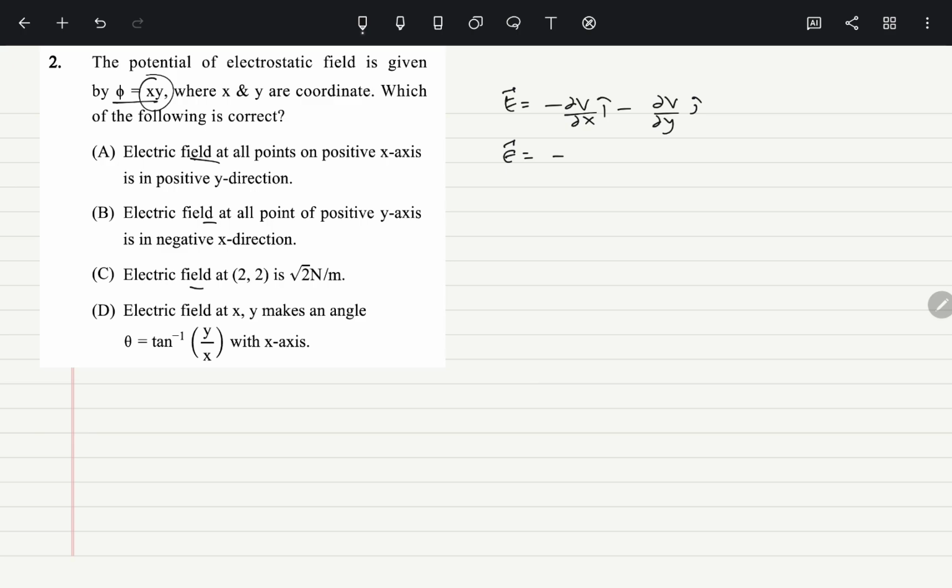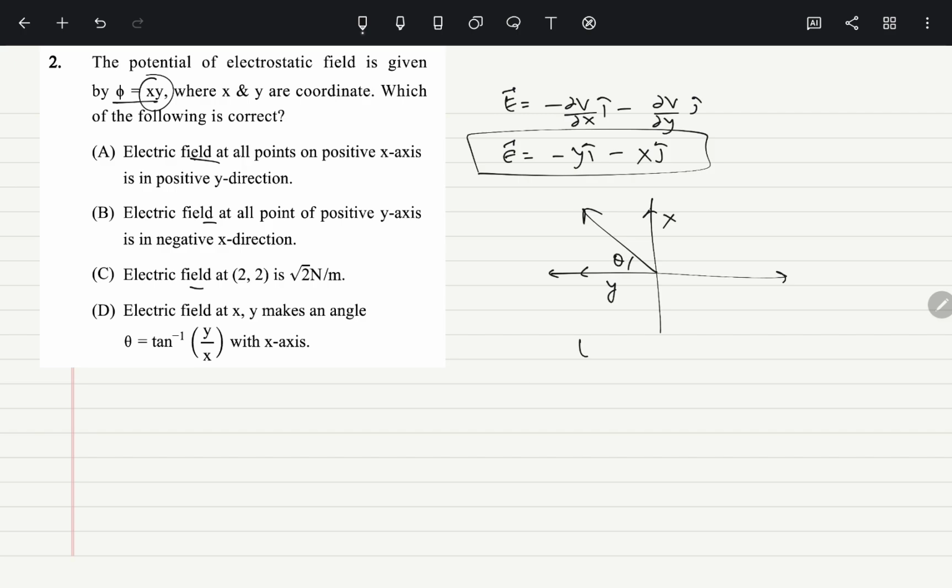So with respect to x, the differentiation will be y i cap minus x j cap. Now this is the electric field. Now if we plot it on the xy axis, so this is y and this is x. Now this is the resultant which makes theta angle. So tan theta, we can say it is x by y, from this triangle. So the option D is not correct.